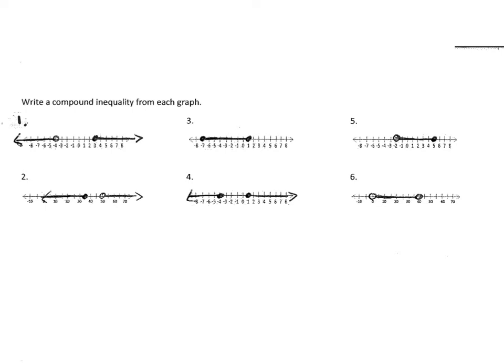So we're just going to write them both separately. The one on the left would be that x is less than -4, right? We're not going to use equal to because that's an open circle. Or our second one is that x could be greater than 3.